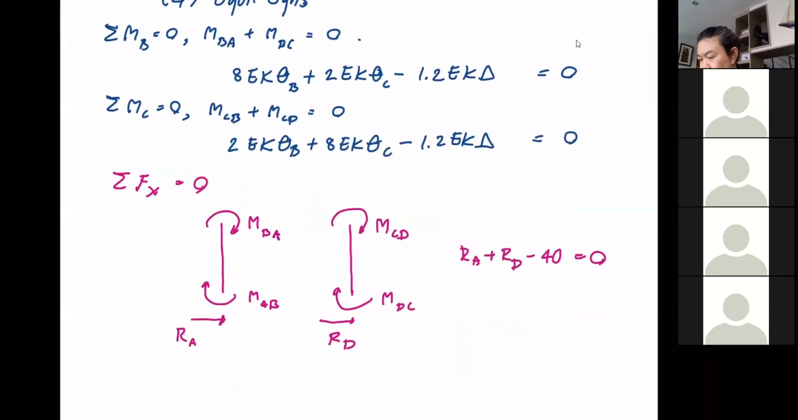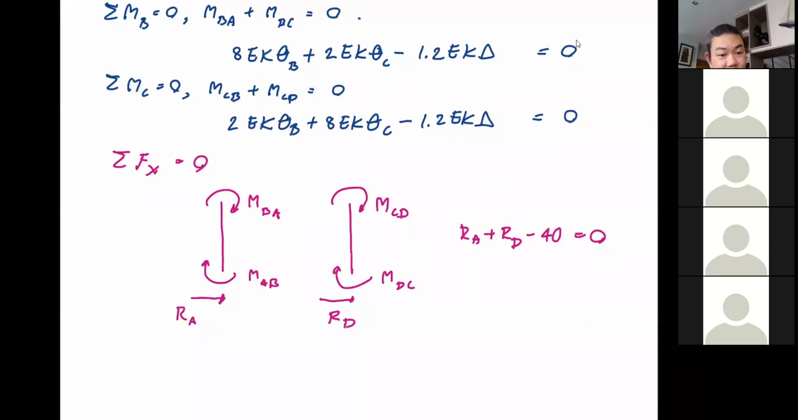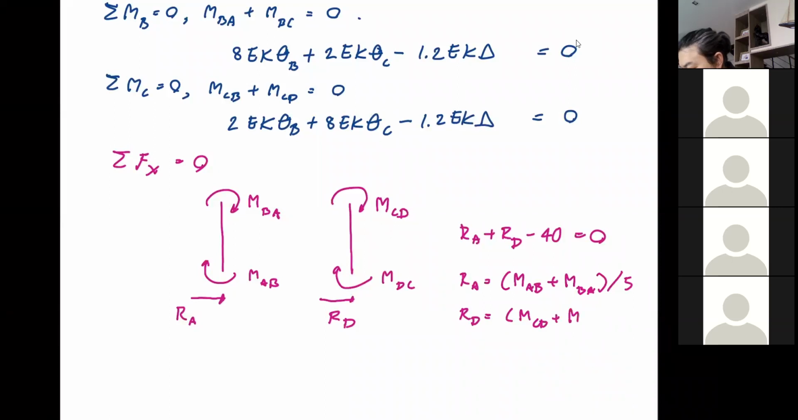Okay. So now we have MAB and we have MBA, right? So certainly we can finish our job here. RA is MAB plus MBA divided by 5, right? And likewise, RD is MCD plus MDC divided by 5 as well. A lot of work ahead, but it's not that difficult, is it?